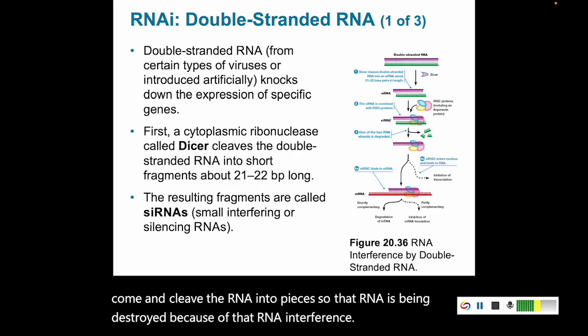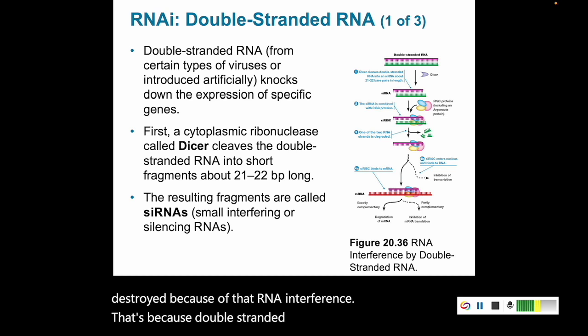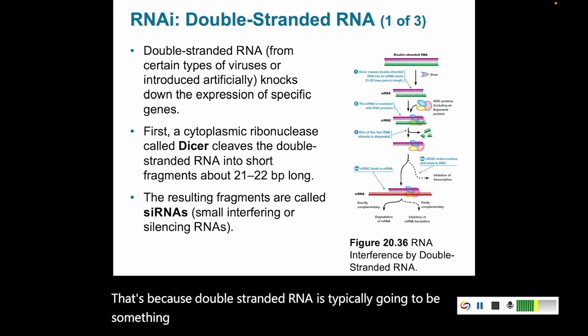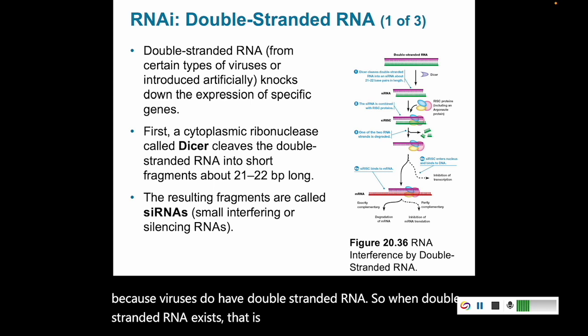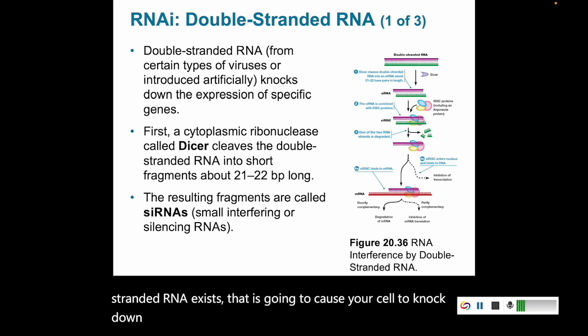That's because double-stranded RNA is typically going to be something that your cell associates with being from a virus, because viruses do have double-stranded RNA. So when double-stranded RNA exists, that is going to cause your cell to knock down the expression of that gene.